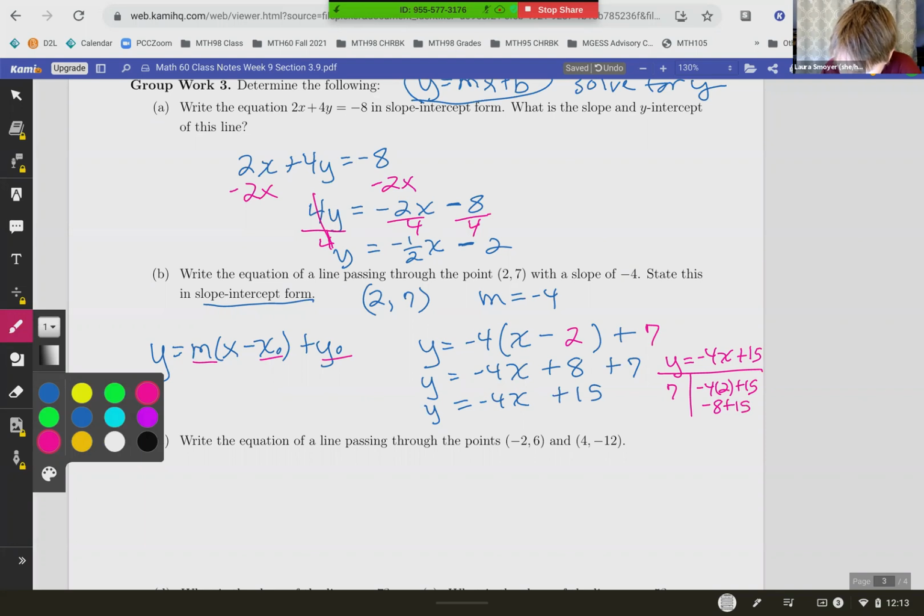-8 plus 15 is indeed 7. So that just checks that I have kept track of my signs and done things correctly.